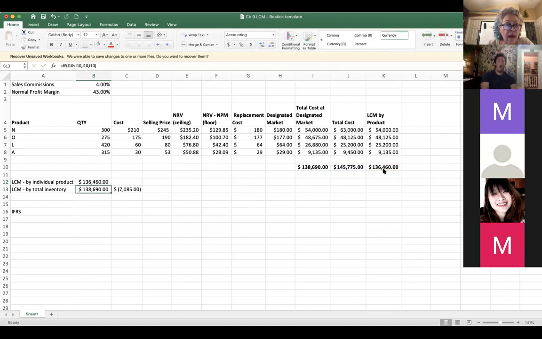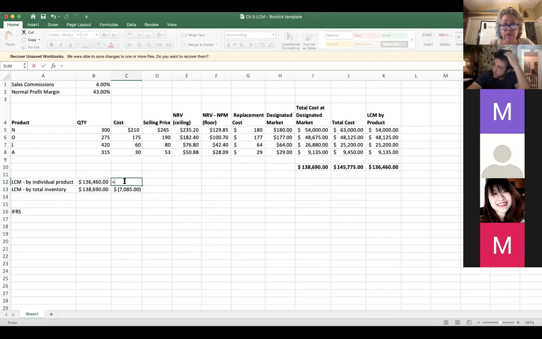And we see that what would be reported on the balance sheet would be 136,460, because that's my lower of cost or market. The amount that I would write down would be $9,315 if I was doing it by individual product. Now, under IFRS, which one would I have to use?